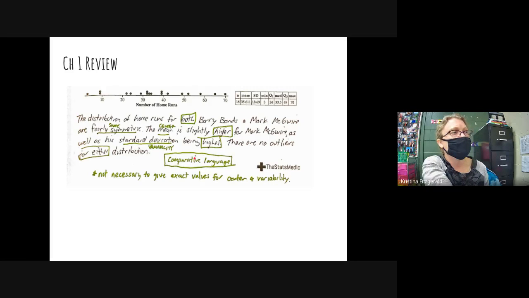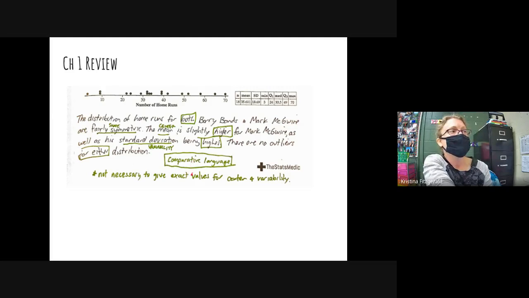So the comparative language piece is important. When you're describing a measurement, you do have to say how it compares to the other values. So is the center of Barry Bonds greater or is it less than Mark McGwire? You need to use the words greater than or less than when comparing those values. You can't use the word while, because that is not a comparison word. That is just the word while. It doesn't say greater or less. So that's what you have to look for. That's an example of what would get full credit.